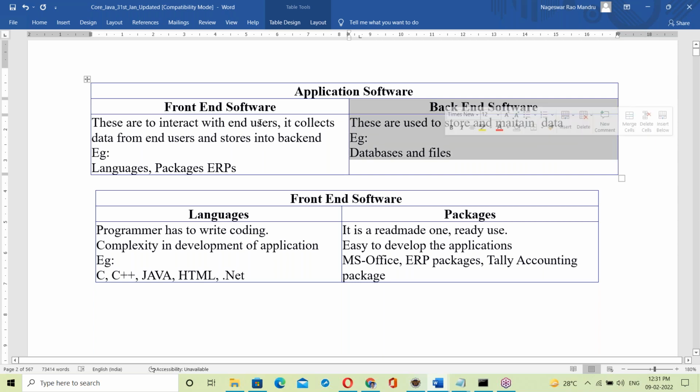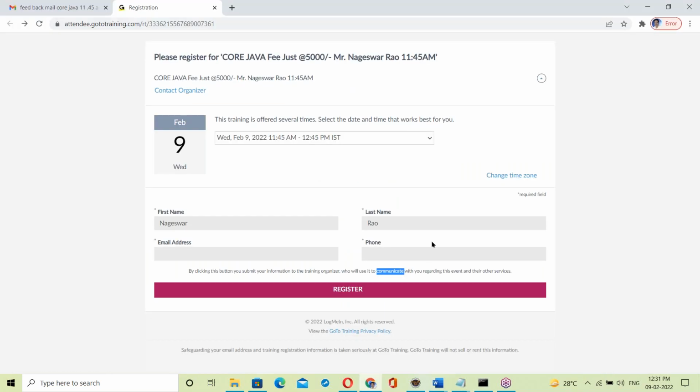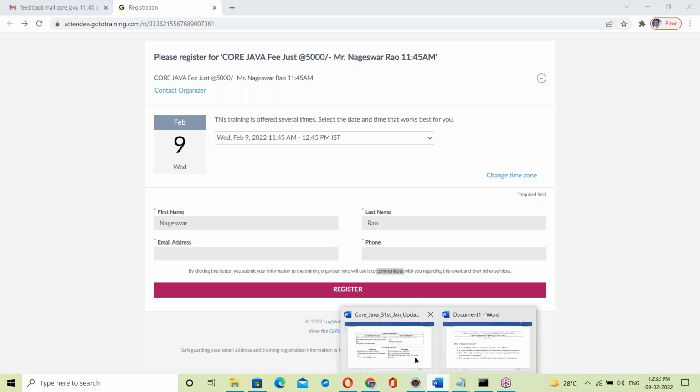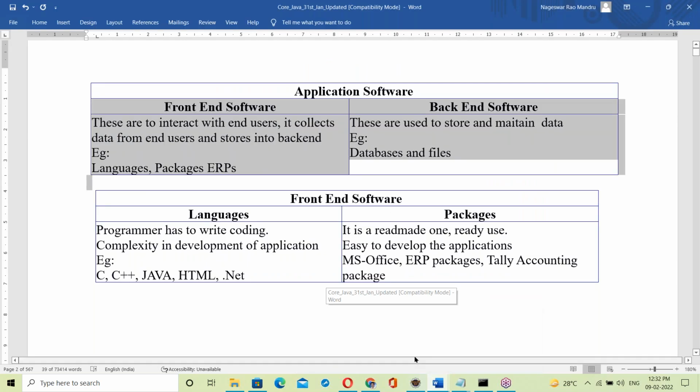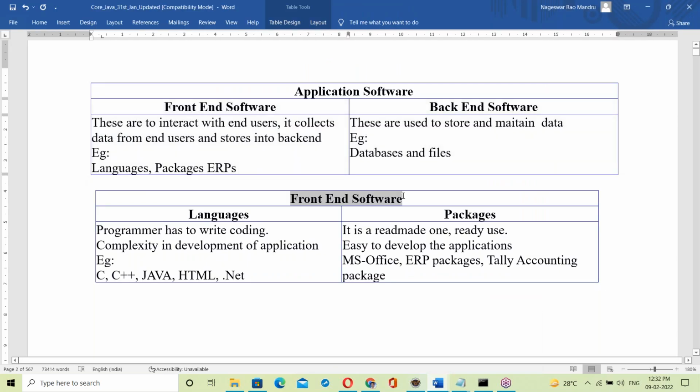That is called backend. Yes, Java is a front end. The reason: behind this form, a JSP program is taking data. JSP, Java Server Pages, is interacting with users. It's a JSP form interacting with users, so it's a front end. Java comes under front end. That point is clear. Now let us move to front end.